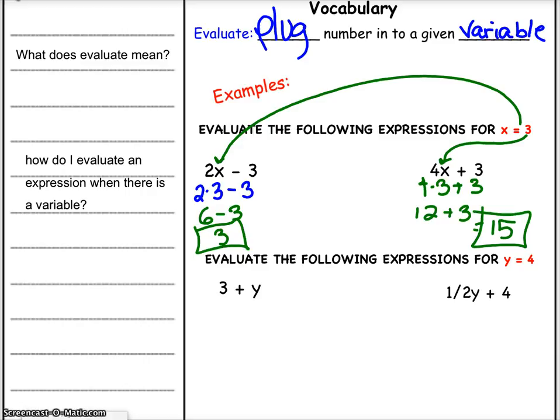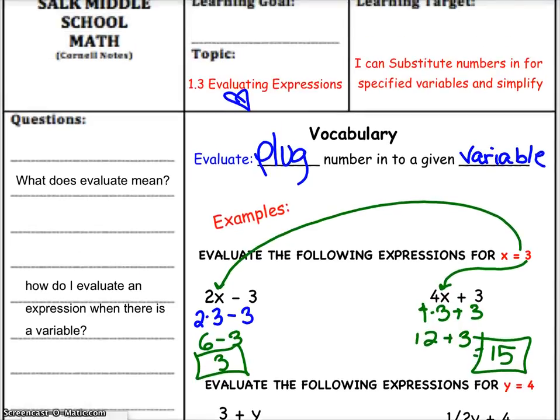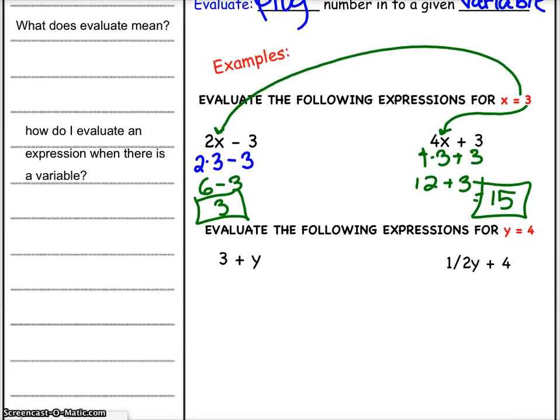So again, that is our learning target. I can substitute numbers in for specified variables. Do you feel like you can do that? Yeah. Just remember the point of confusion a lot of the times: when a number is sticking to a variable, it means multiply.